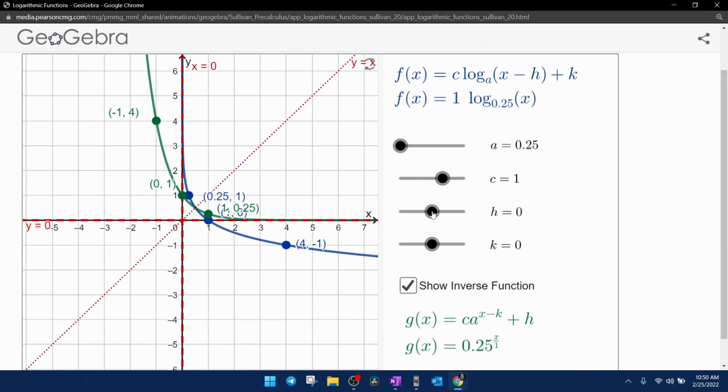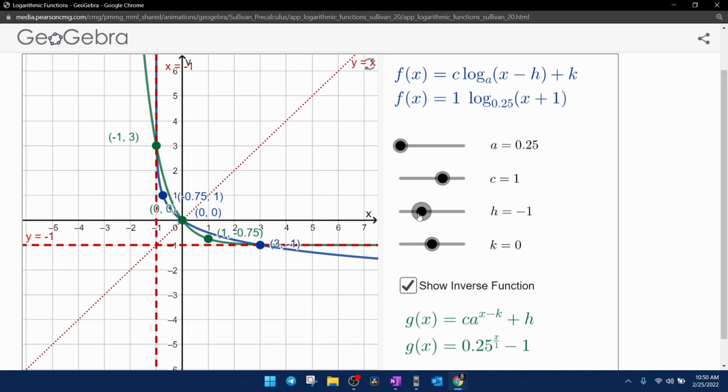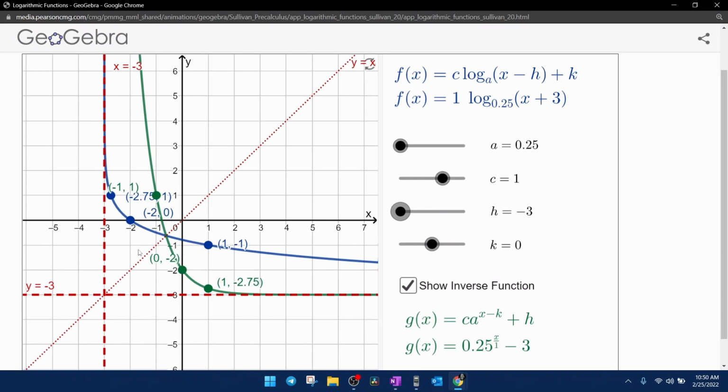They want us to use the slider, and we're going to pay attention to how the vertical asymptote and the horizontal asymptote are related. Notice right now they're both on the axis. So as we slide h to the left, notice, look at that, the vertical asymptote now moves to -3 because remember for the log function, the h is the horizontal translation. Here we have a horizontal shift. A negative and a negative make a plus.